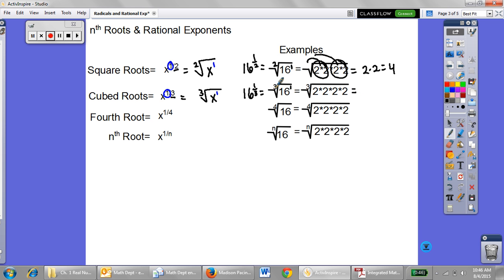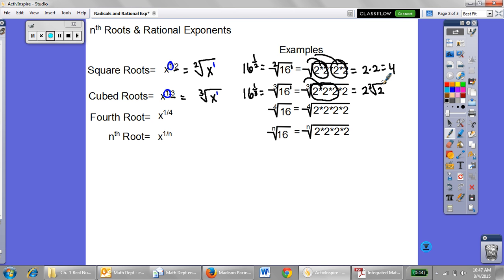When we're talking about cube roots, instead of looking for a pair, we're looking for a circle around a group of 3, because when you find a group of 3, you can take that out. So now we have a 2 on the outside and this 2 left over underneath the symbol, to keep the radicals straight here.